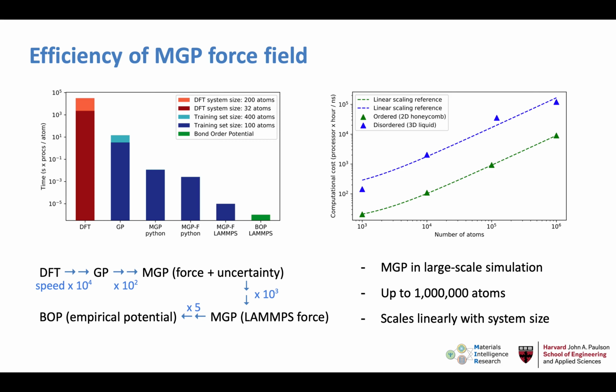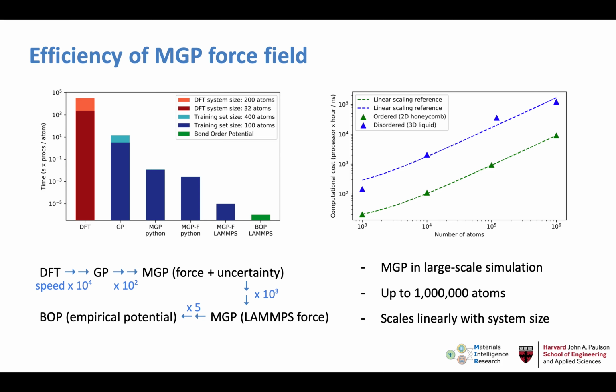As you can see from the figure on the left, the Gaussian process force field reaches 10 to the 4th speedup compared to the density functional theory, while the MGP gives at least 2 orders of magnitude faster than the Gaussian process. What's even more remarkable is the high performance MGP code of the LAMMPS force field reaches speed comparable to the empirical potential. In addition, from the right figure, we can see that the MGP scales linearly with the system size and can run simulation for up to 1 million atoms.